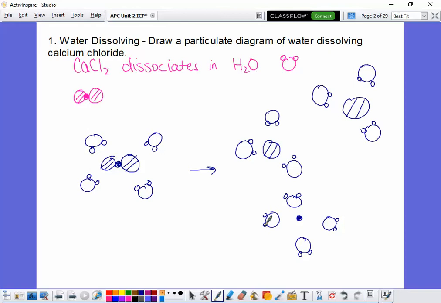Now, what if that attraction between the water molecules and the ions was not strong enough to pull apart those ionic compounds? What would we call that? Not soluble, or insoluble, okay? So for some of our insoluble ionic compounds, which again we'll talk more about next class, the interaction with the water molecules is not strong enough to pull it apart.